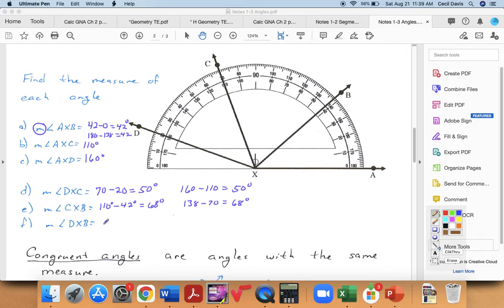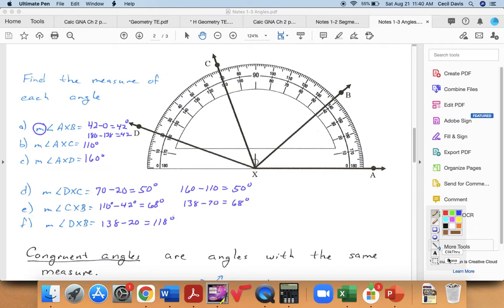For this last one, DXB, I'll just use the inside scale. So this is at 20. Excuse me, the outside scale. This is at 20. This is at 138. 138 minus 20 is 118. And if you want to, you can show how to use the other scale. You should get the same answer.